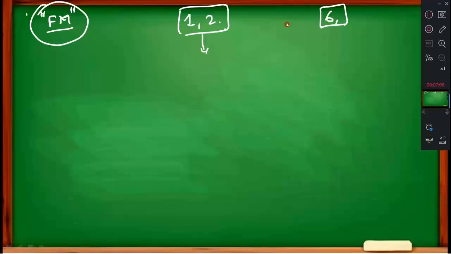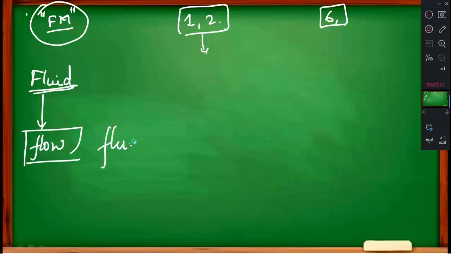First we should understand what is a fluid and what is mechanics. What is this fluid? The word fluid is made up of flow. Flow means what? Which is continuously flowing is called a fluid. What is that which is continuously flowing? We have two such objects in our nature.